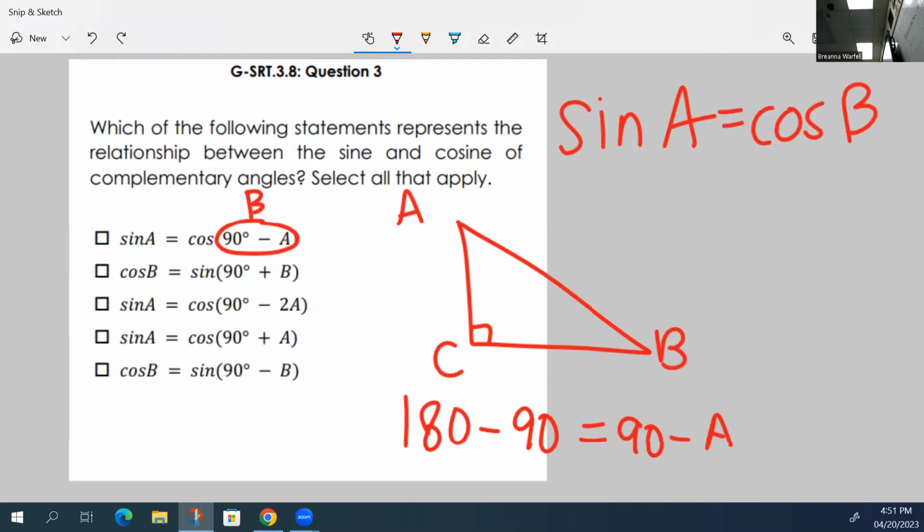So this is telling you sine of A is the same as cosine of B. So that's true. 90 plus B means you're adding another angle, so you can't do that, so this goes out. 90 minus 2A, again you're going to have two angles, that doesn't work. 90 plus A, again, you're adding an angle. 90 minus B, so cosine of B: you already took out the 90, that's how you got the 90, and then if you take out B, you're left with A, so that is talking about A. Cosine of B is equal to sine of A, same thing. So it's your first and last.